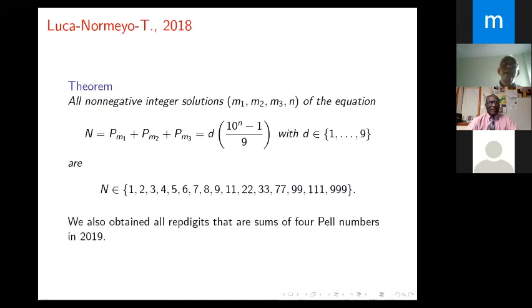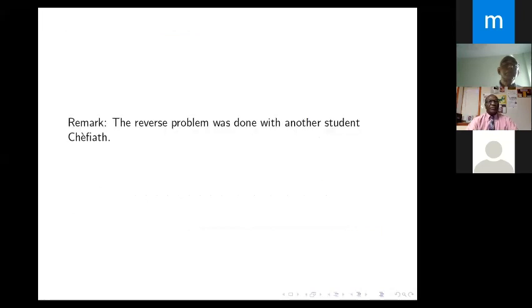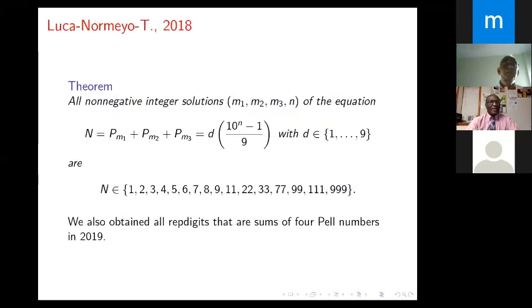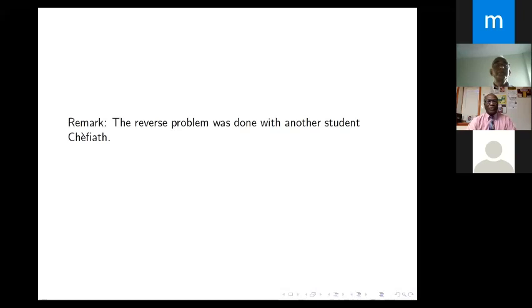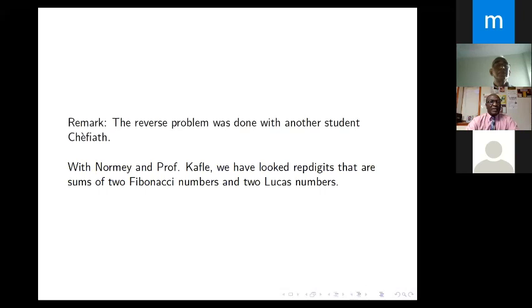So, of course, we extended that. Instead of 3, we have 4, and we have done all this type of thing. The reverse of the problem can be done also. Another way, can we have 3 rep digits, the sum of 3 rep digits, as a Fibonacci number or pair number or Lucas number? So this was done with one of my former students, Sheffield.